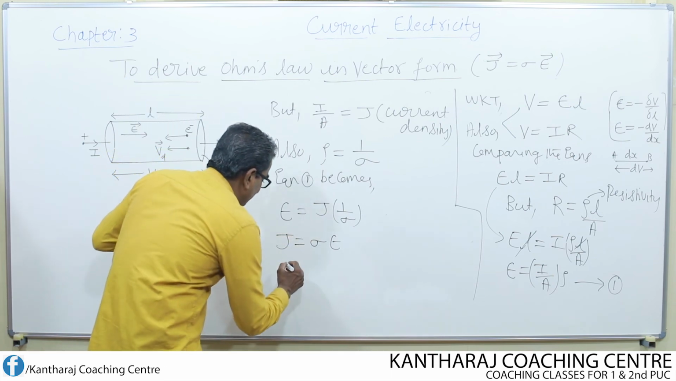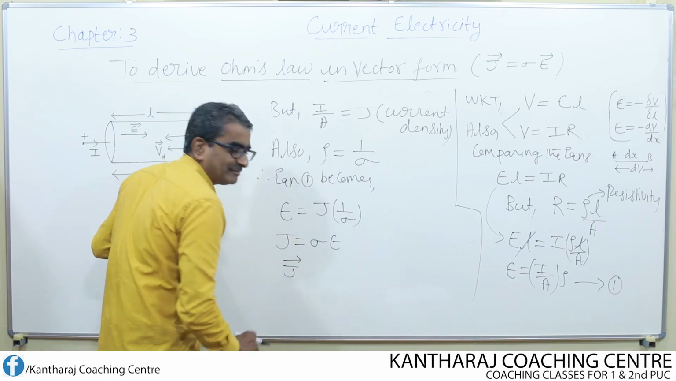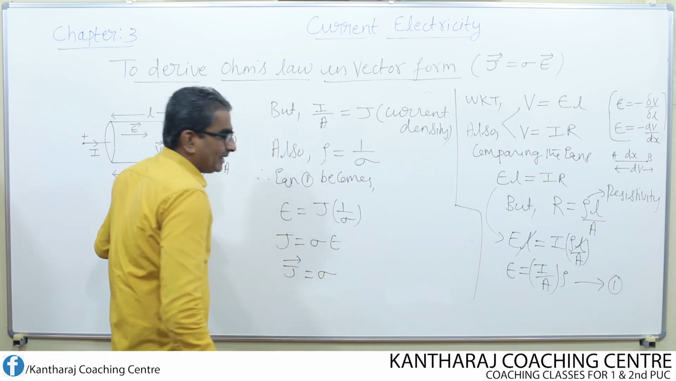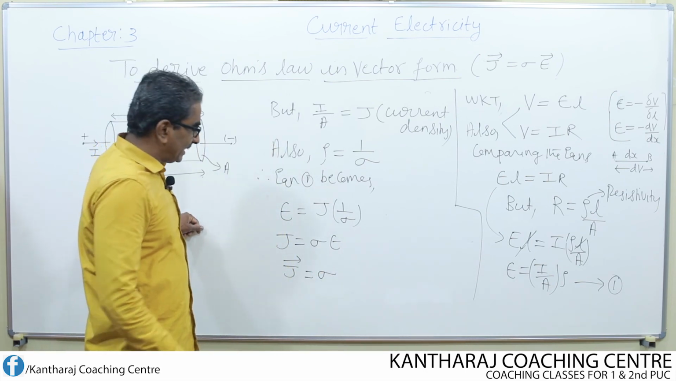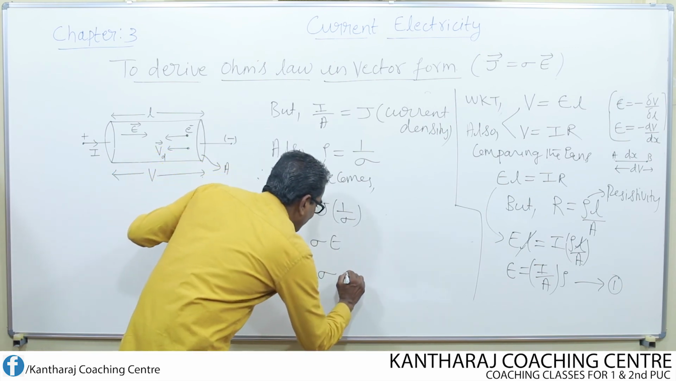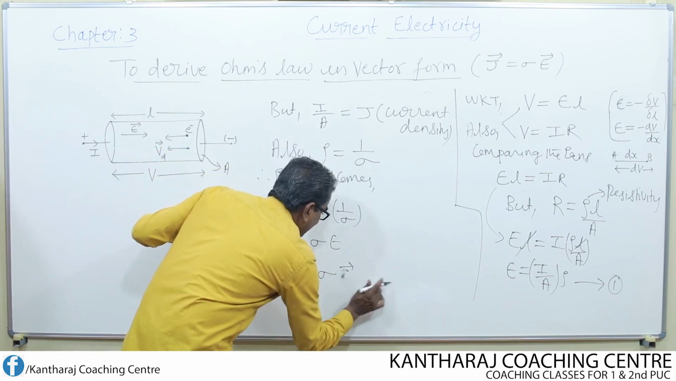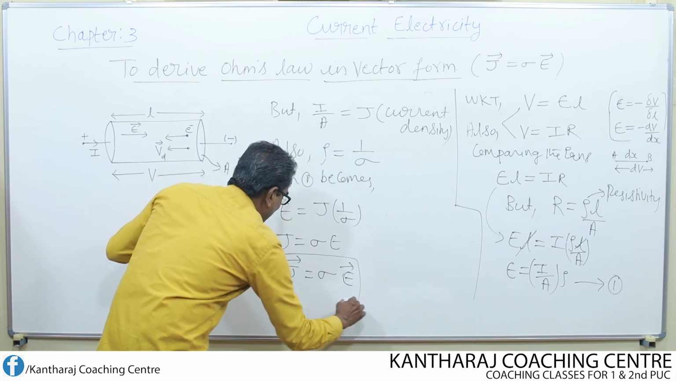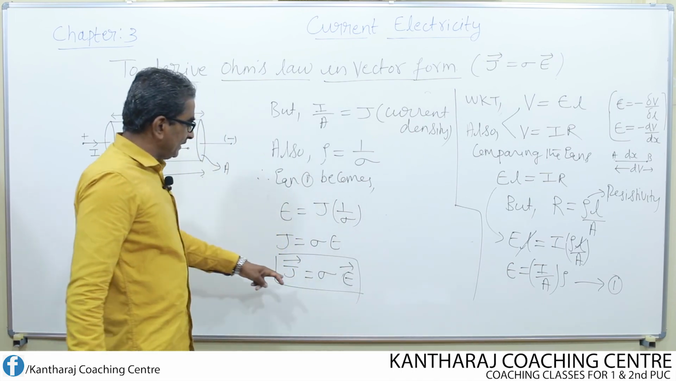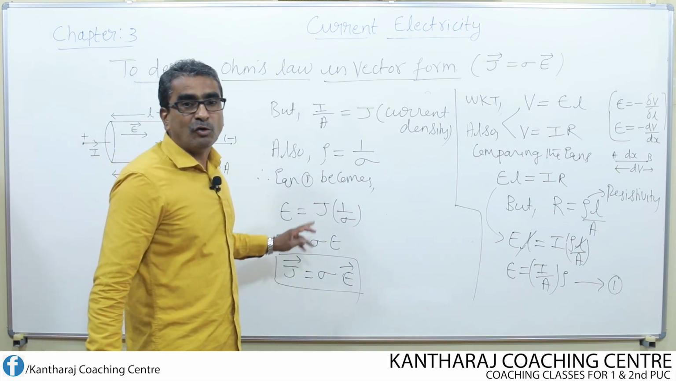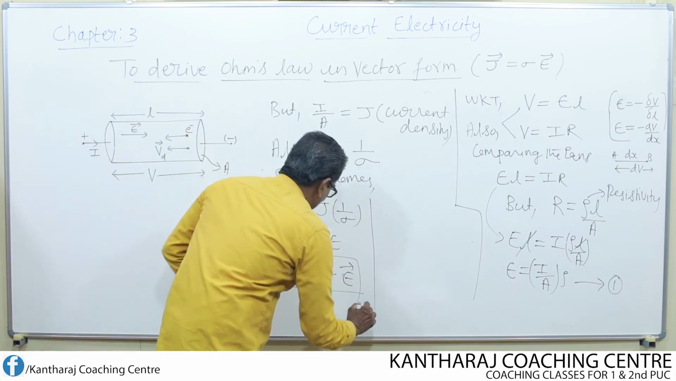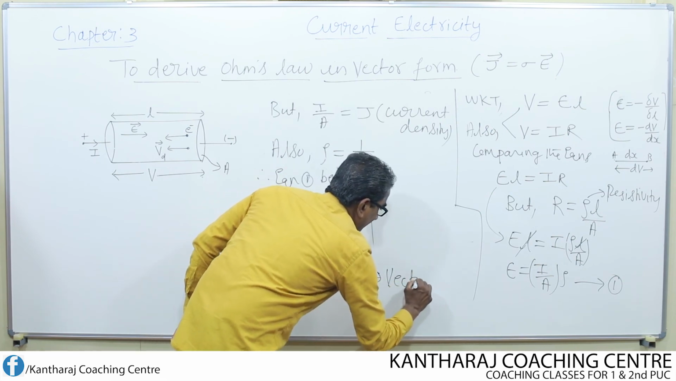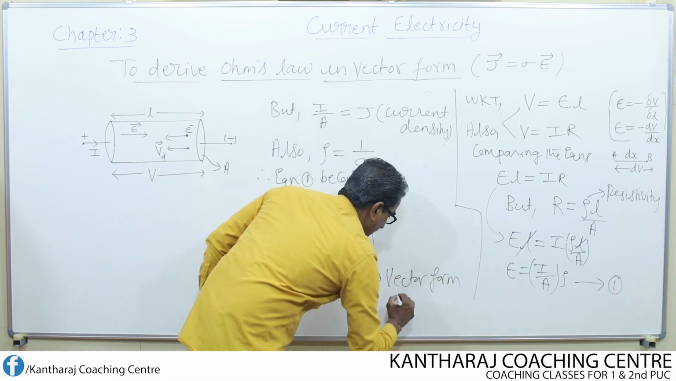I can express this in vector form. Current density is a vector, therefore I write an arrow. Whereas conductivity is a scalar, I write that as it is. Electric field is a vector, therefore once again I put an arrow to represent this as a vector quantity. So this is the vector form of Ohm's law. This equation represents the vector form of Ohm's law.